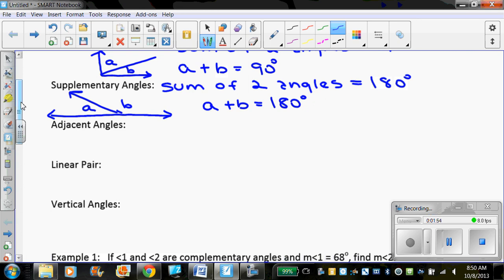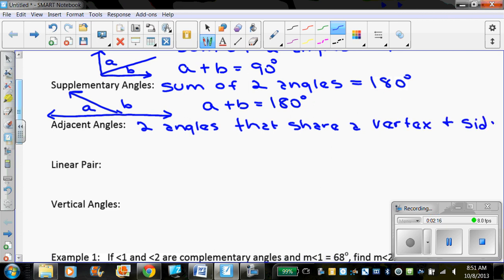Adjacent, I'm going to write the definition of adjacent angles first. It's two angles that share a vertex and a side. So when you have adjacent angles, they have to share not only the vertex, like up here in the supplementary angle one, where the two angles share the vertex right here, but they also share a side. In this case, they share this side right here.